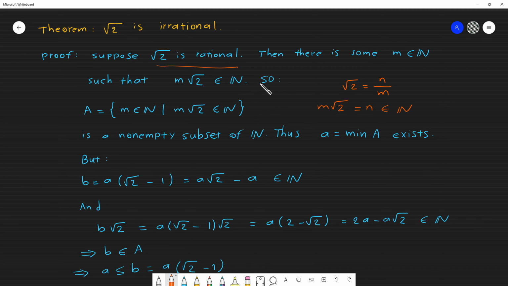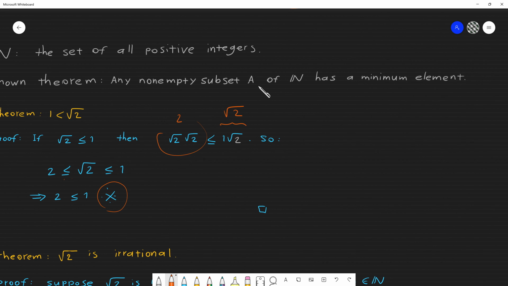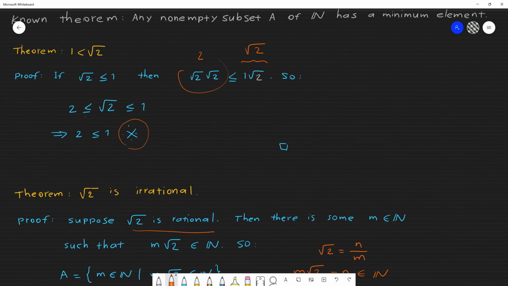So this set A equals {m in N such that m times square root of 2 is in N} is a non-empty subset of N. It is non-empty because there is some m such that m times square root of 2 is in N, and that m is an element of A. And it is also a subset of N because all members of A are in N. Thus, A has a minimum element by the known theorem above: any non-empty subset A of N has a minimum element.